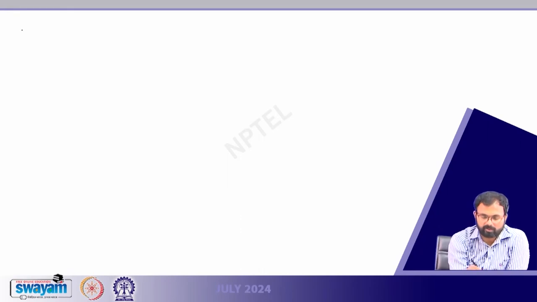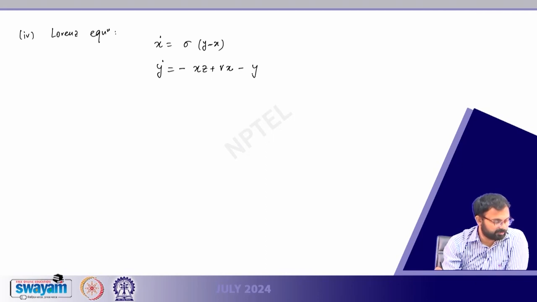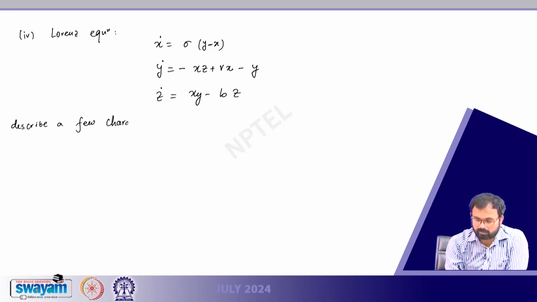It is called the Lorenz equation. This is x dot equals sigma (y minus x), and then y dot equals minus xz plus rx minus y, and z dot equals xy minus bz. These describe a few characteristic behaviors of climate.